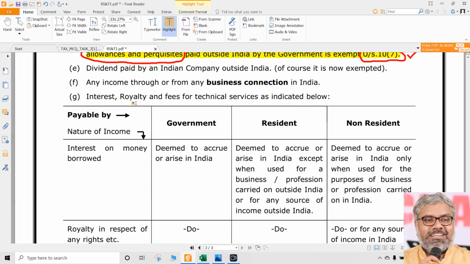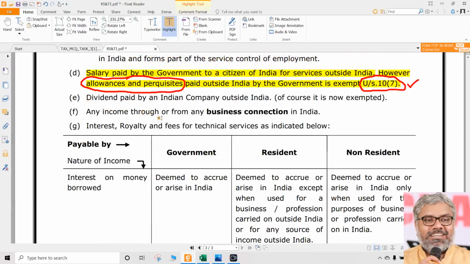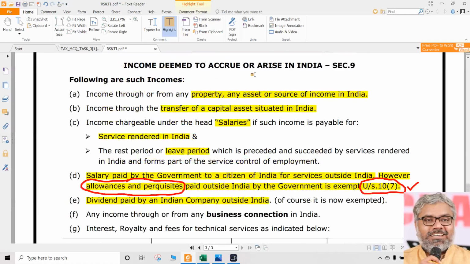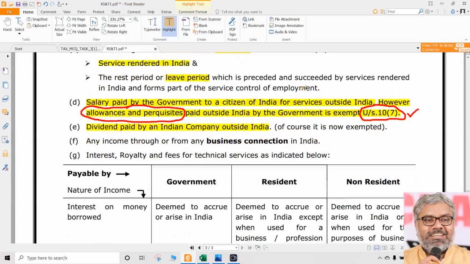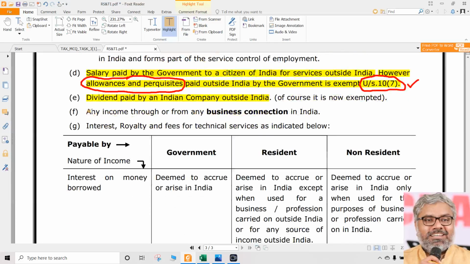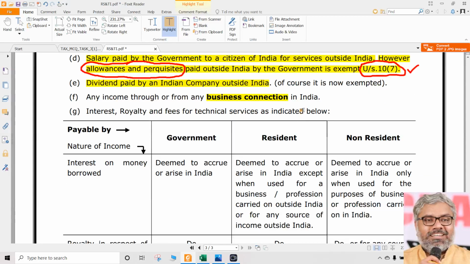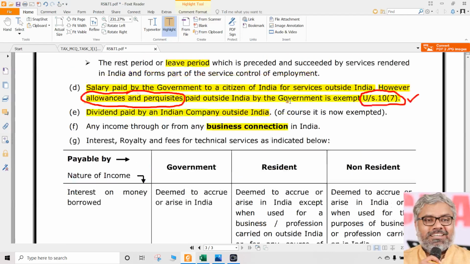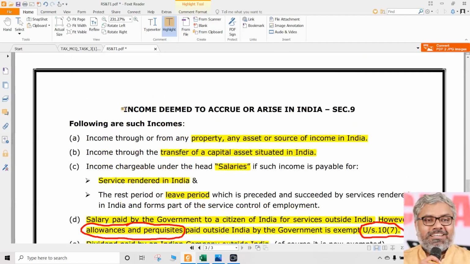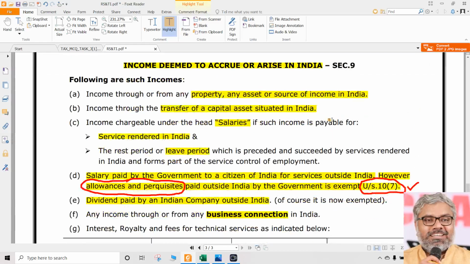But mainly the provisions of residential status, they talk about these things. So dividends paid by an Indian company outside India also is deemed to accrue or arise in India. First of all, that's what it is. Then very importantly, any income through or from any business connection in India, and we discussed extensively what is a business connection and what is not a business connection. If there is a business connection, then automatically that income is deemed to accrue or arise in India.